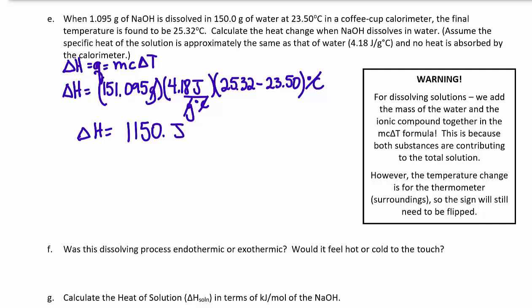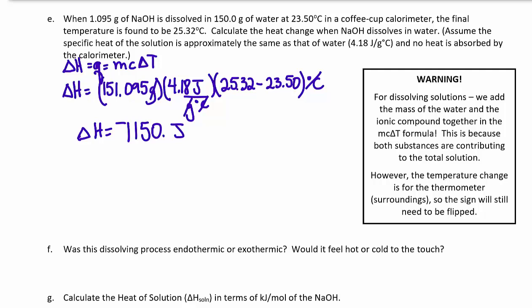If our water heated up, then that means that our solution had to release heat to go into the water. But here it shows that our delta H is positive. We know that the delta H of our reaction could not have gained heat, because if it did, then the temperature of our water would have gotten colder.